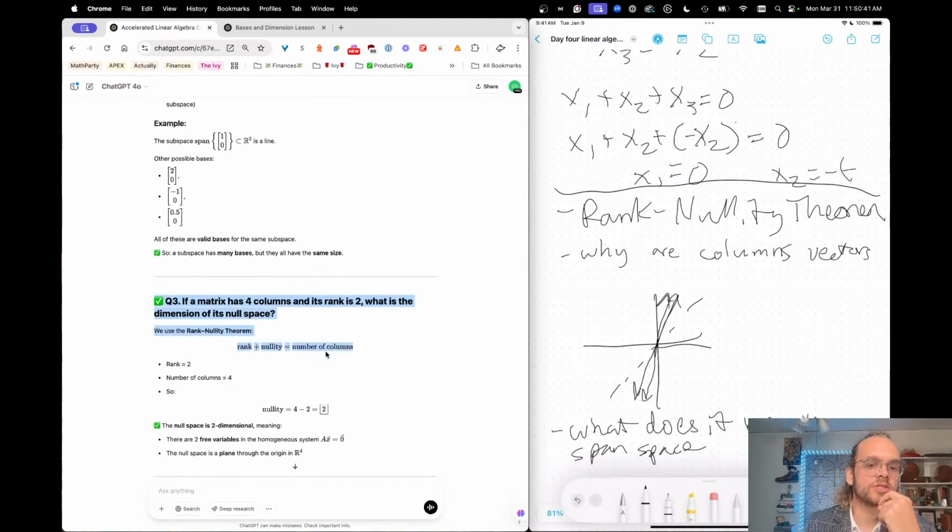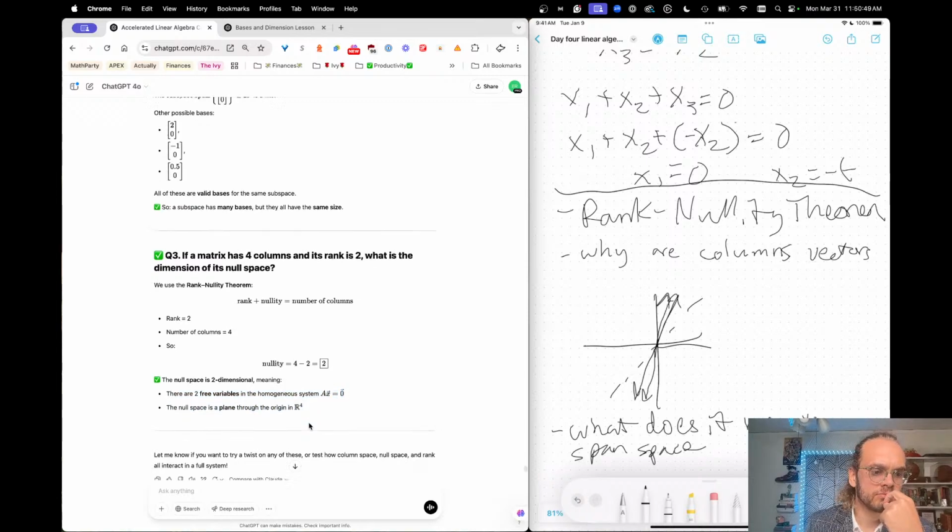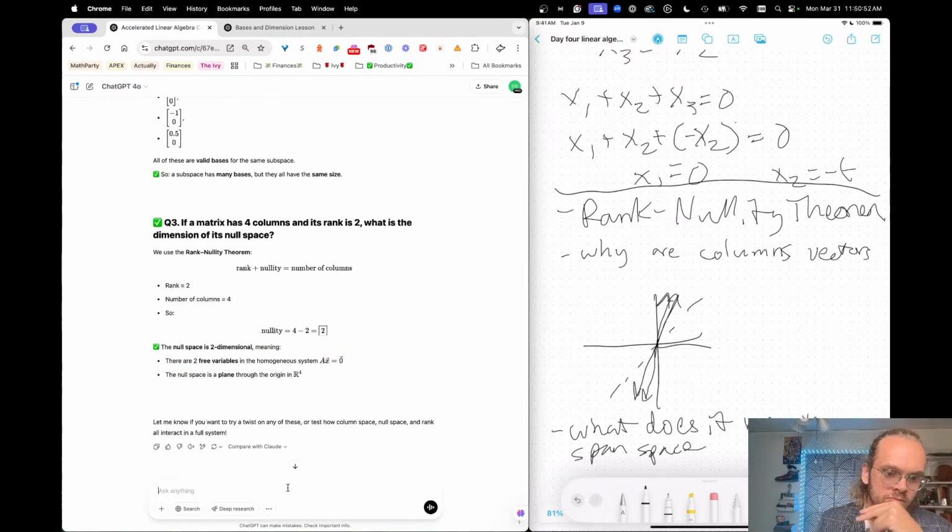A matrix has 4 columns and its rank is 2. What is the dimension of its null space? Its nullity is 2. The null space is 2-dimensional. There are 2 free variables in the homogeneous system. Understand visually more of what null space means.